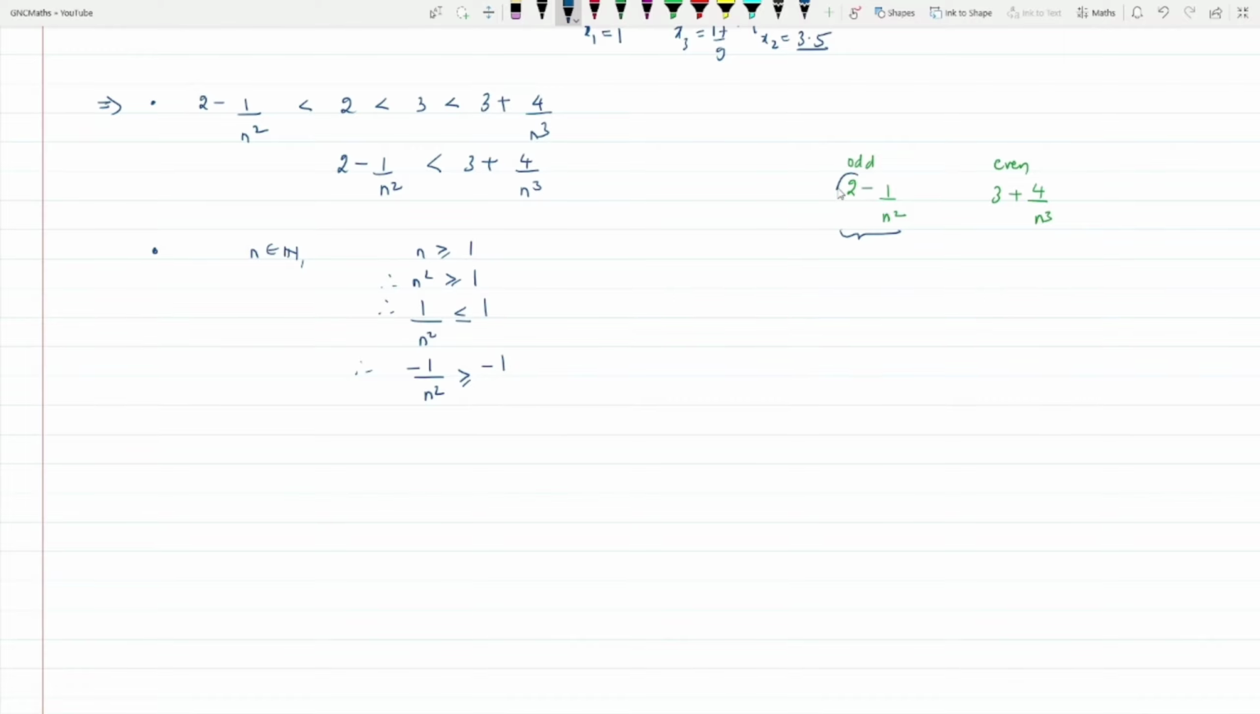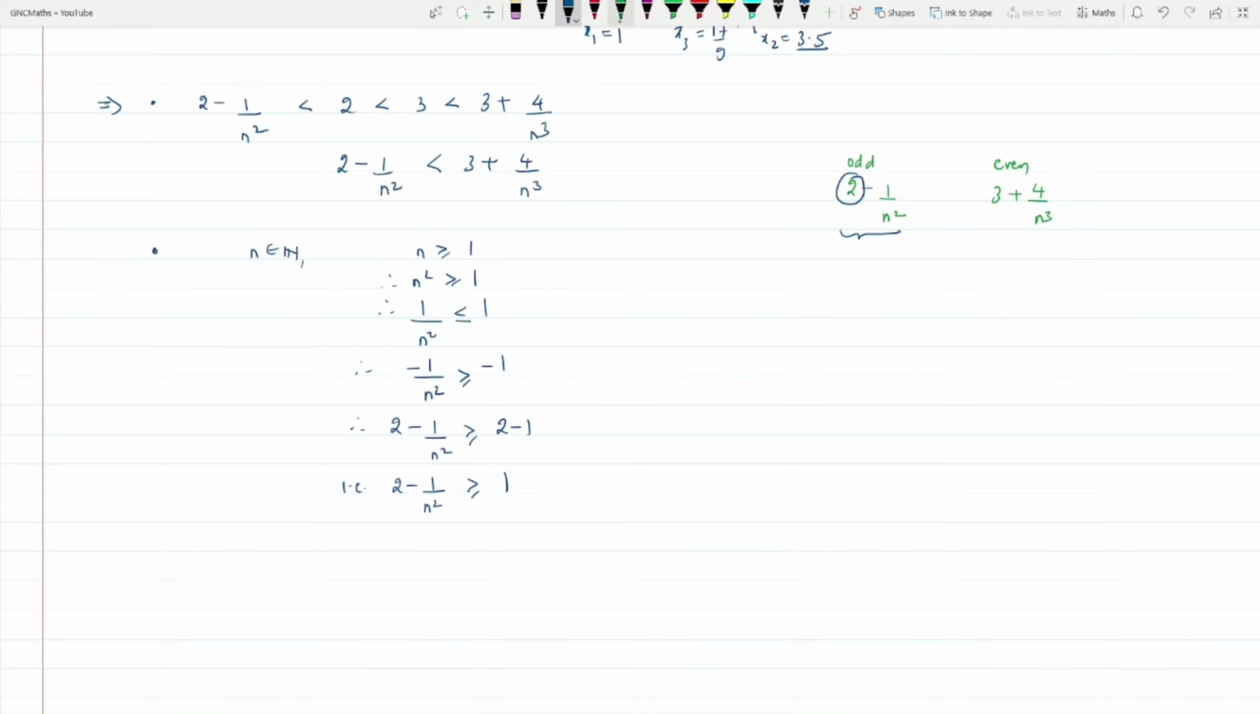Now just that 2 part is missing. So on the last inequality we are going to add 2 on both the sides. So we'll get 2 minus 1 by n square is greater than or equal to 2 minus 1. On the right we can simplify it to 1. So we'll have that 2 minus 1 by n square is greater than or equal to 1.